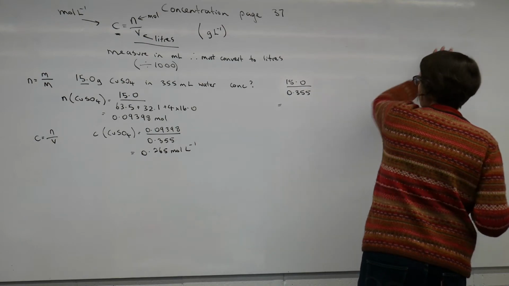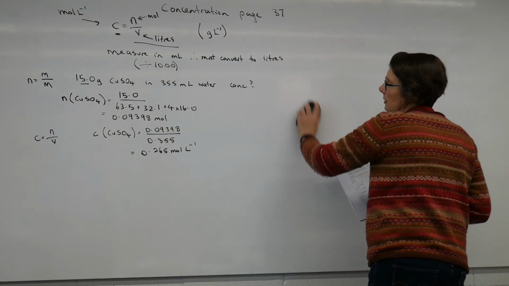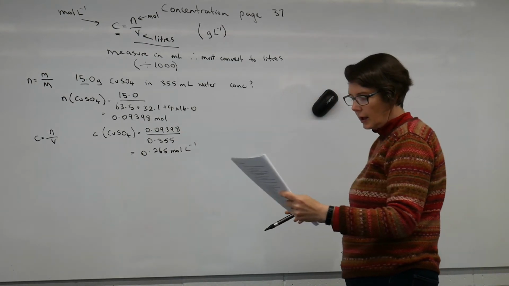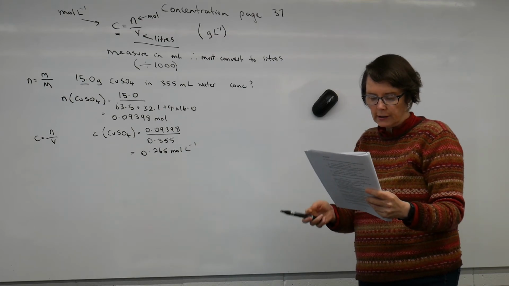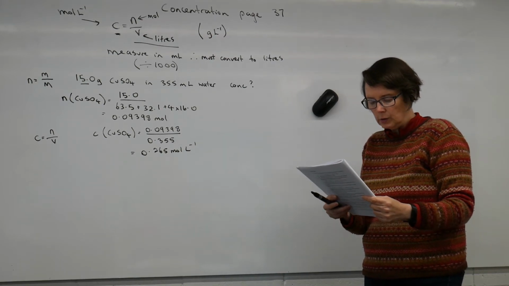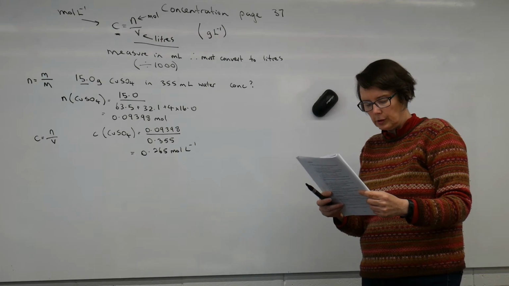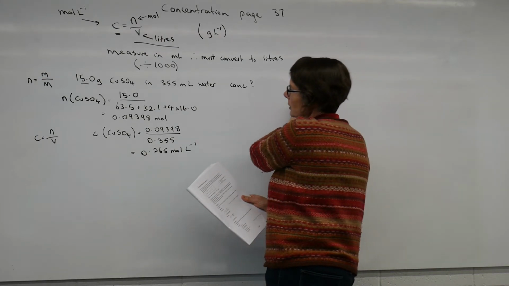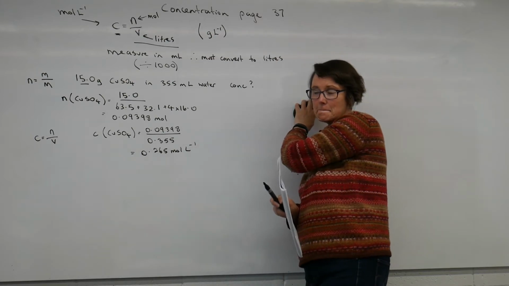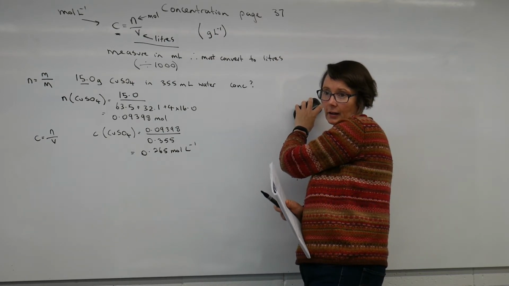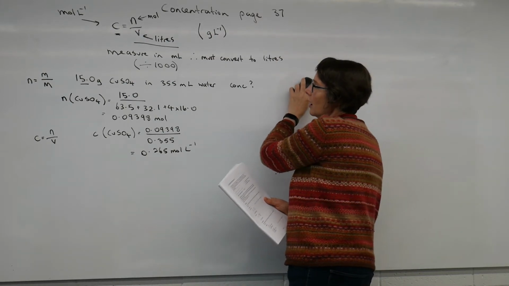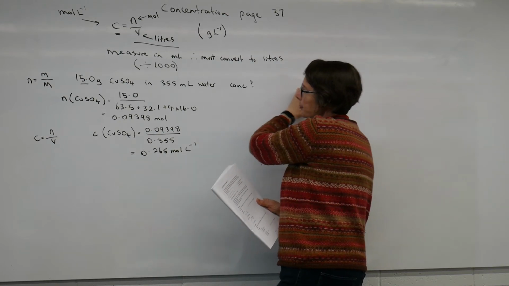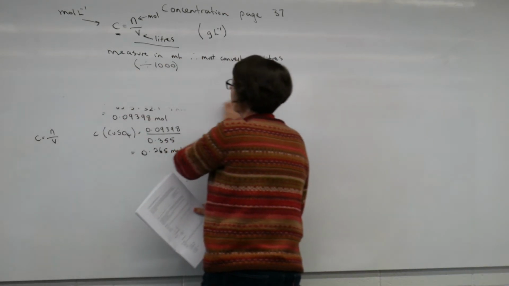So the second example: calculate the mass of sodium hydroxide necessary to produce 100 mils of 0.5 moles per litre solution. And this is very similar to what you've done in the titration prac, only you were measuring out, I believe, 1 gram.